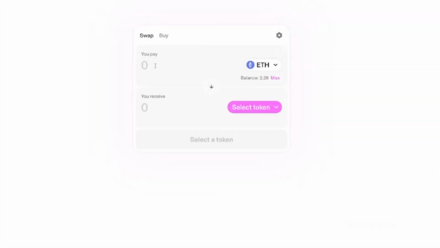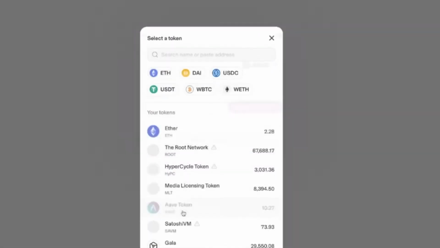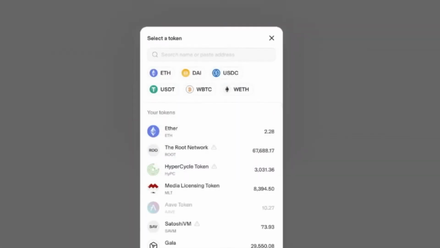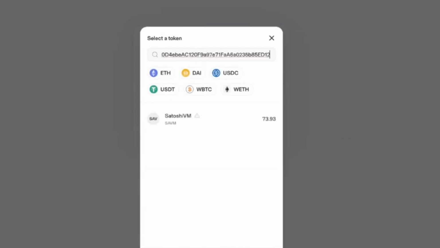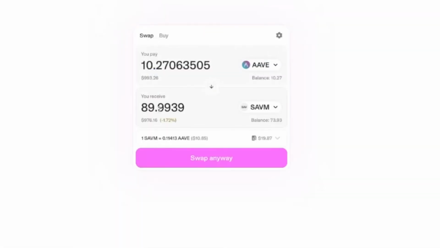So let's say we've got Ethereum. I've got 2 Ethereum right now, locked and ready to go. I don't want to do that. I want to go here and I want to use my Aave token. Let's say we're going to max out. That's about $993. Select token. Now I could write this in Satoshi VM, but there's a good chance I'm going to get a bunch of nonsense and garbage. That's why we're going to paste that contract address to make sure we got the correct one and we don't get screwed over. So that's the one, Satoshi VM. Looks good. So just so you know, 89.99. Now we can do that.